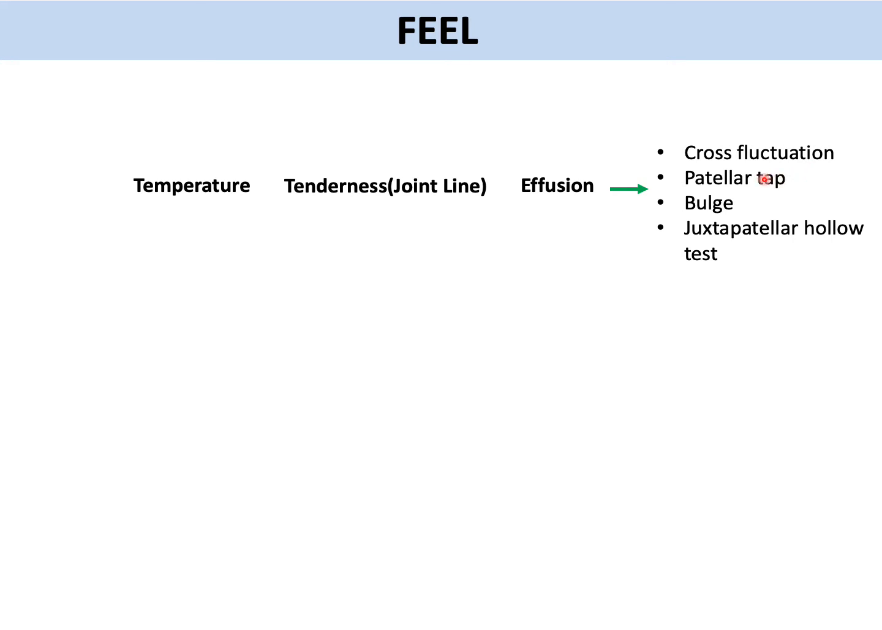If patellar tap is present, again, we don't need to examine for the juxtapatellar hollow test or the Ball's test, right? So the cross fluctuation test implies grade 4 effusion, while the juxtapatellar hollow test implies grade 1 effusion.